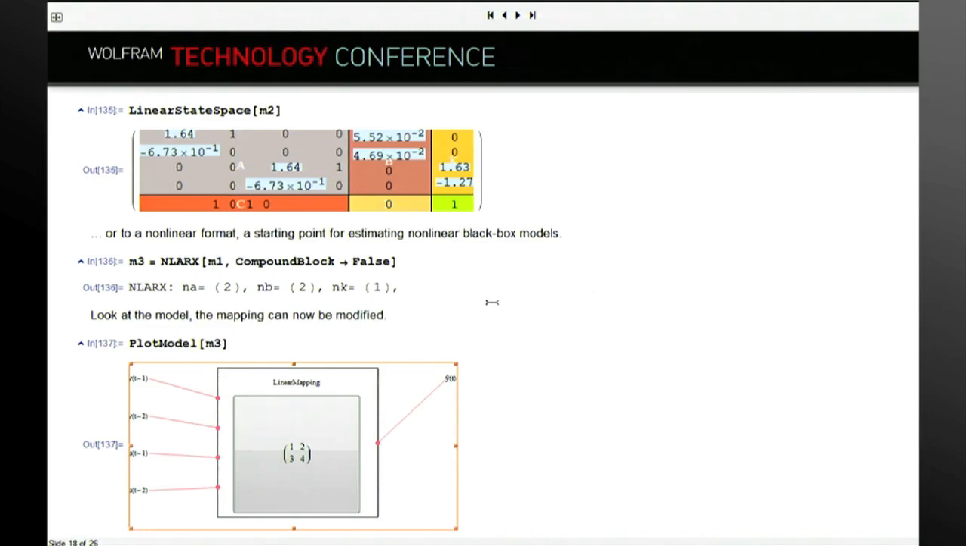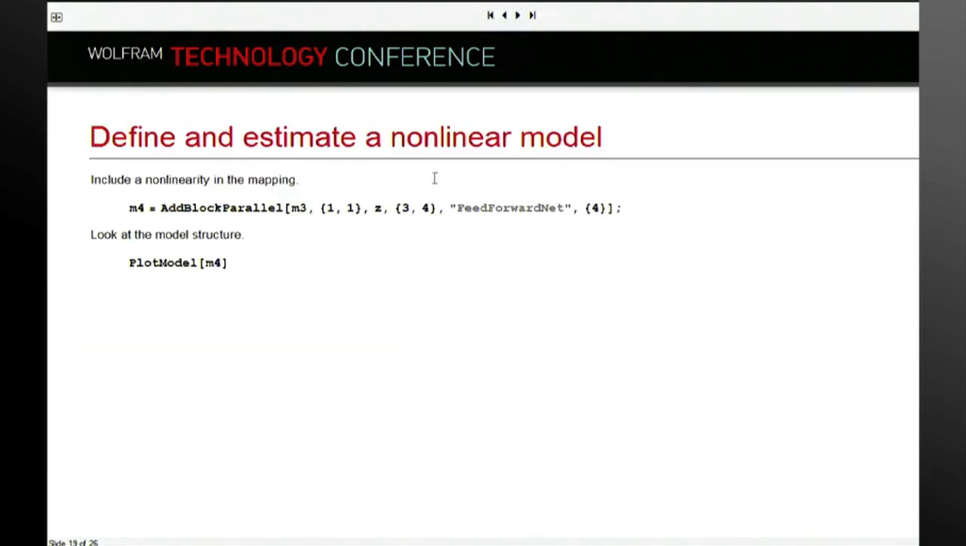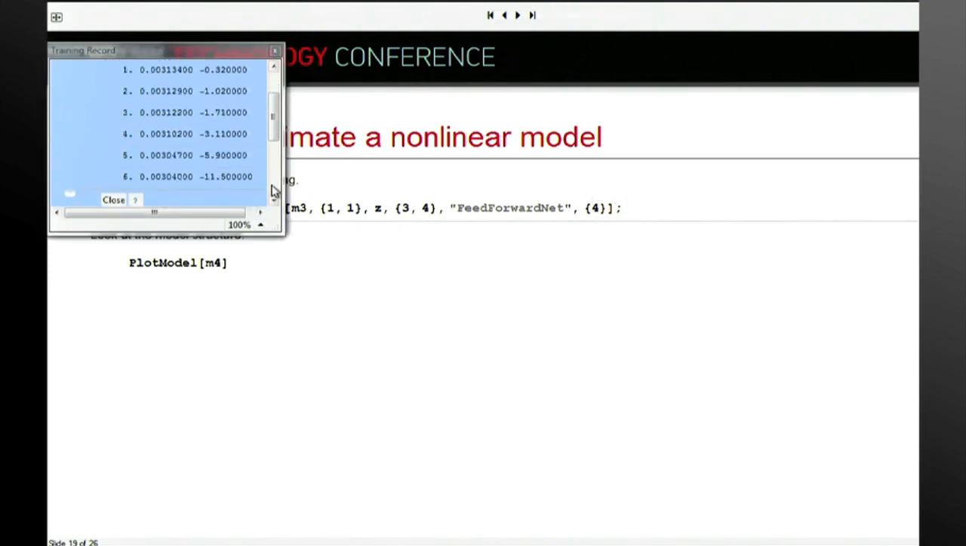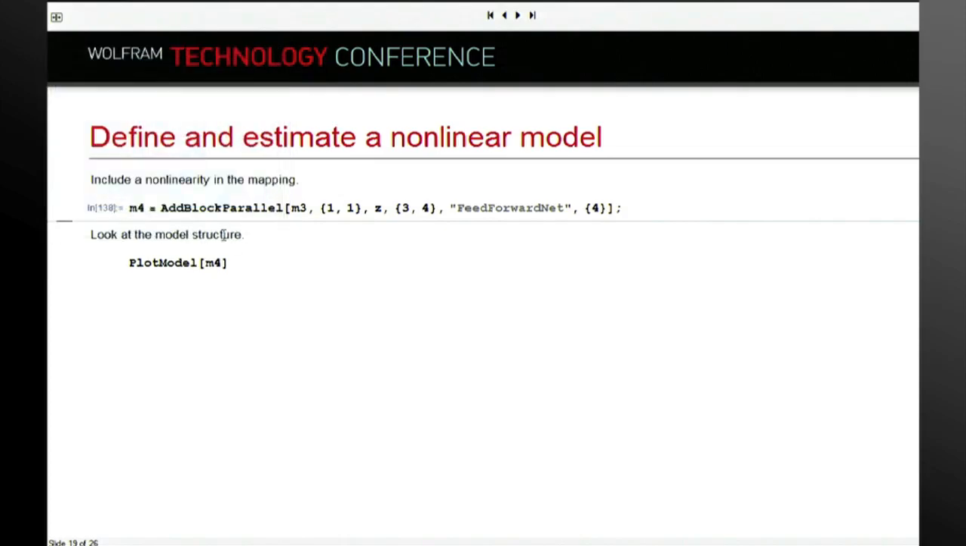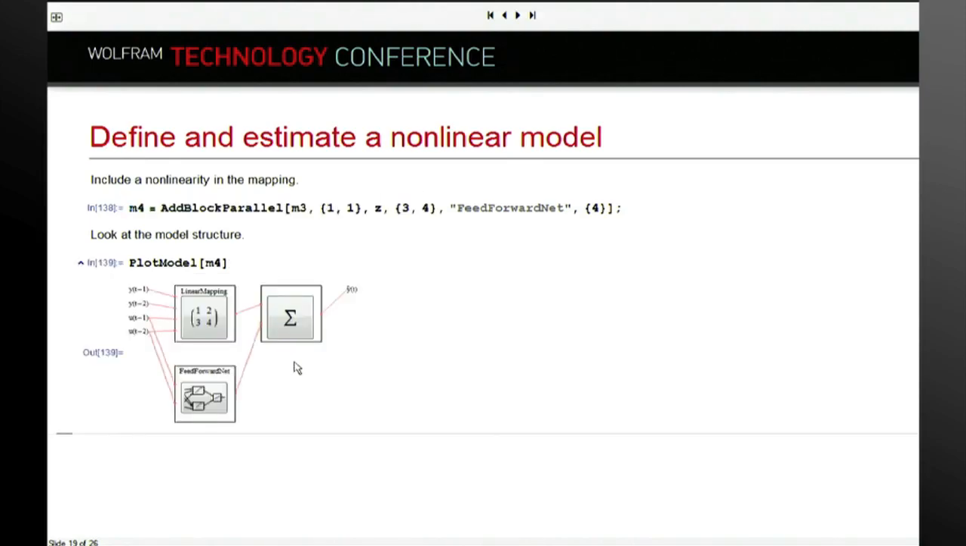So this is just changing the format, how we store the model. Now we will add on and make it nonlinear. So now I say add a small neural network in parallel to this one. This is the model I had on the previous page. Here I specify some details. We will see these details better in the plot.